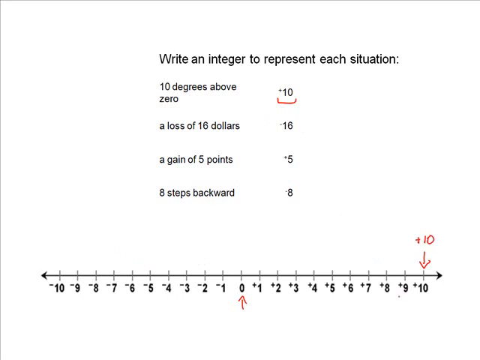A loss of $16 is something different. It's less than 0, or minus 16, which would be further down to the left on my number line, minus 16. A gain of 5 points would be represented by plus 5. Again, it's above 0, so it's to the right of 0 on my number line. And finally, 8 steps backwards could be written as minus 8, which on my number line is to the left of 0, 8 units.